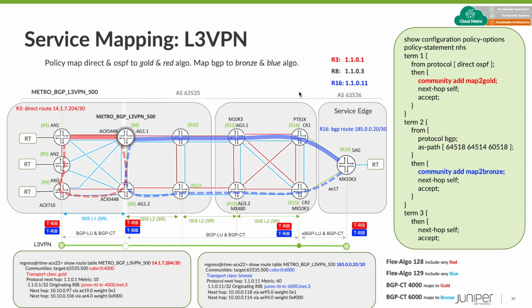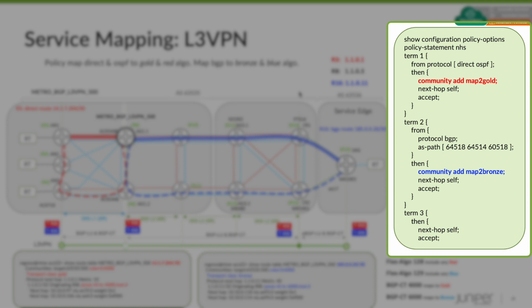Here's another example where we get a little more tactical with L3 VPN. In this case, we define a policy that maps services at a prefix level. For the example, we're going to map direct and OSPF routes to gold, which is realized as our red paths. The BGP routes matching the particular attributes will be mapped to bronze, which is our blue paths.